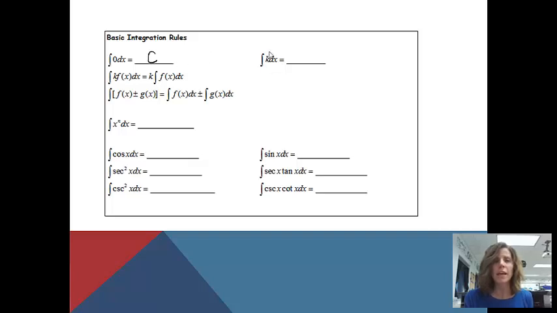If I look at the next one, the integral of k dx, notice it's dx, so my variable is x, which means k is just some number. So I need to think, what would I have to start with so that when I take the derivative, I just get a number, and that would just be kx.